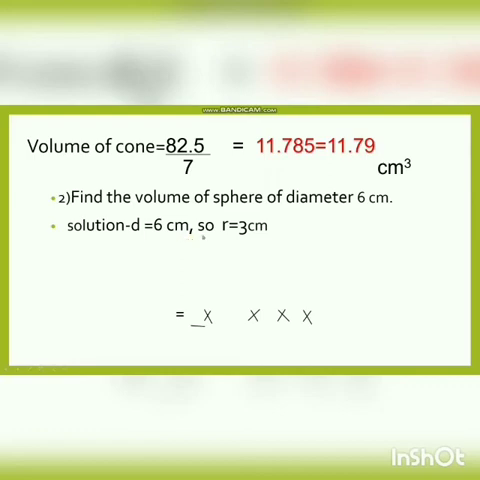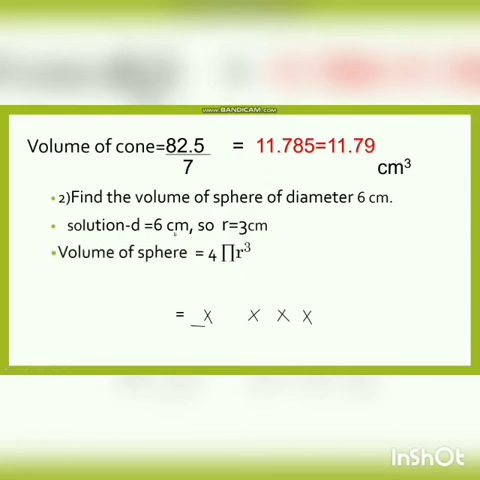So find out the value of r, means radius. Half of this diameter, 6 upon 2. So r is equal to 3 centimeter. I write here directly, you can take the step. R is equal to d upon 2, which is 6 upon 2, so r is equal to 3 centimeter.